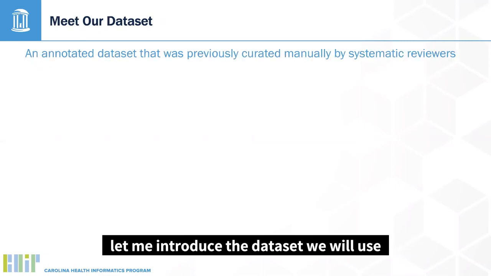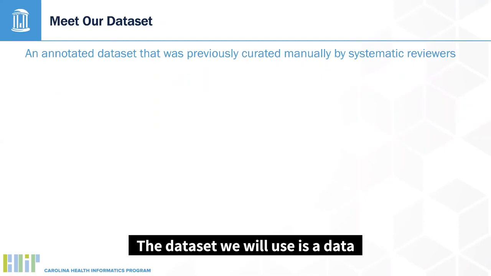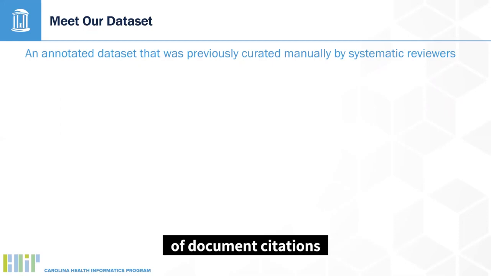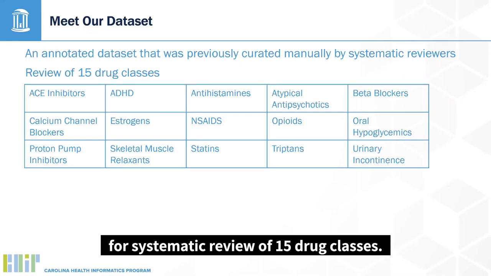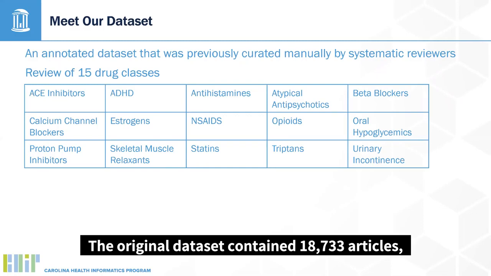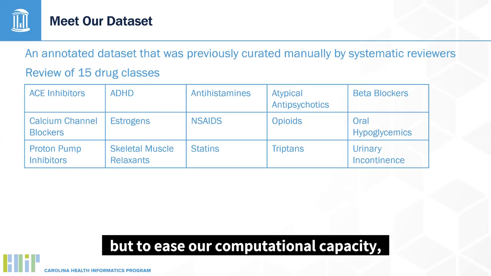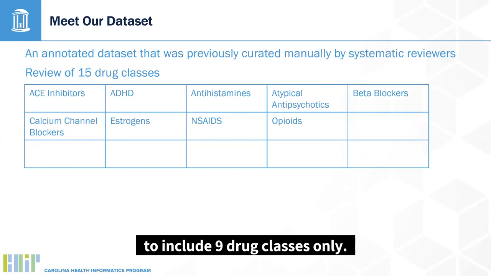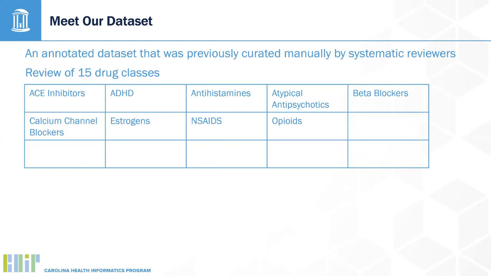Before we go on, let me introduce the dataset we will use throughout the module. The dataset we will use is a data used on research on automated classification of document citations for systematic review of 15 drug classes. The original dataset contained 18,733 articles, but to ease our computational capacity, I reduced it to 10,000 instances, to include 9 drug classes only.